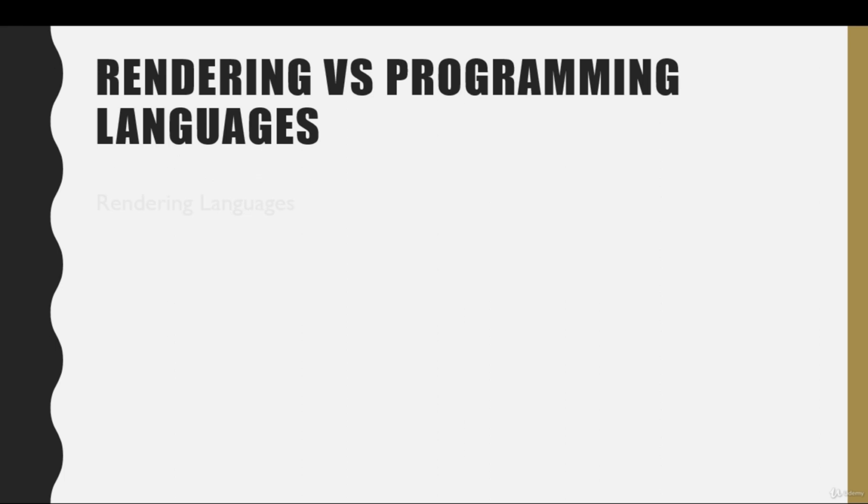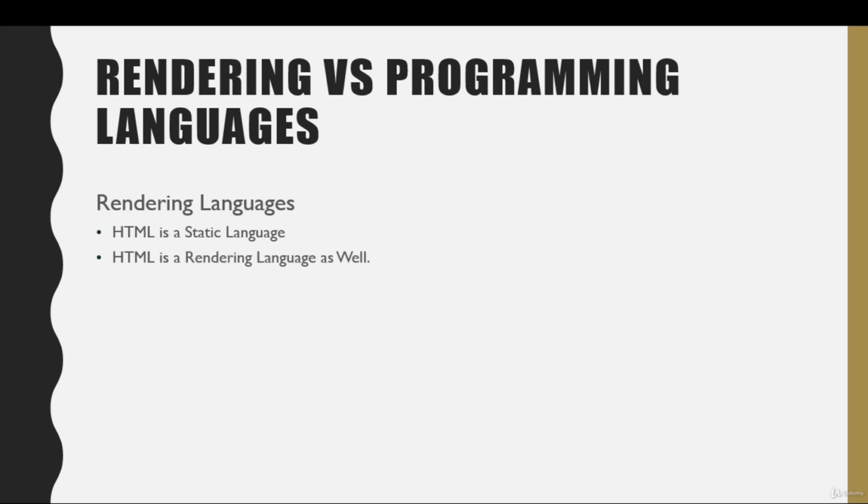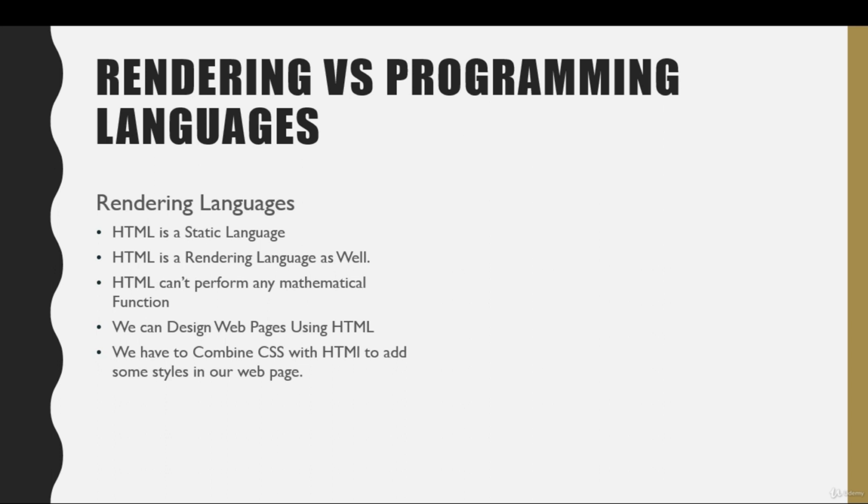By the way, something more I want to clear up: what's the difference between the rendering and the programming language? The rendering language is the first and the only language, HTML, so it's a static language. Any kind of rendering language is a static language. HTML is a rendering language, and HTML cannot perform any mathematical function. We can design web pages using HTML. We have to combine CSS with HTML to add some styles to our web page. HTML cannot protect any image, link, or text. For this, we have to use JavaScript. HTML is necessary to make forms. If you want to design the form, you have to use HTML.